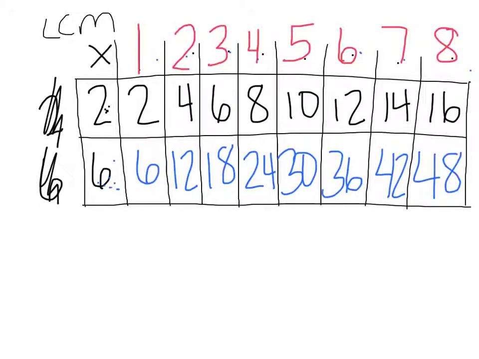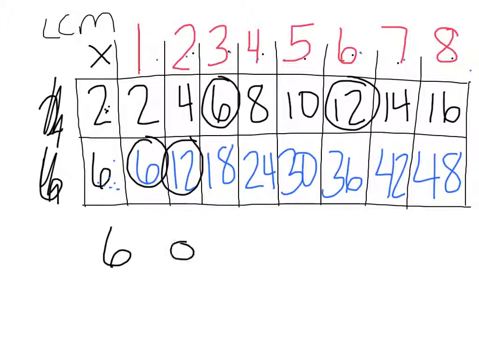Once I've got that all worked out, then I can look and see what numbers are in common. So I see that there's a 6 on both lists. I see that there is a 12 on both lists. And that seems to be it. So my choices are either 6 or 12 that I'm looking for.